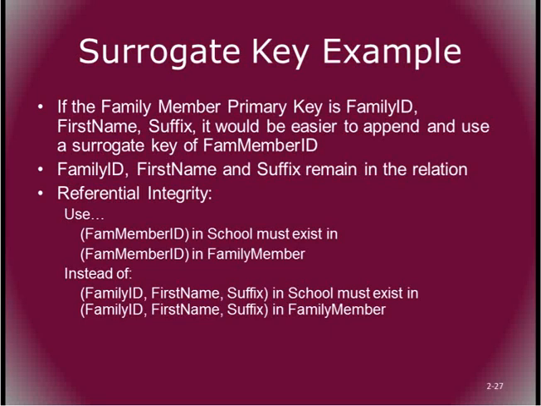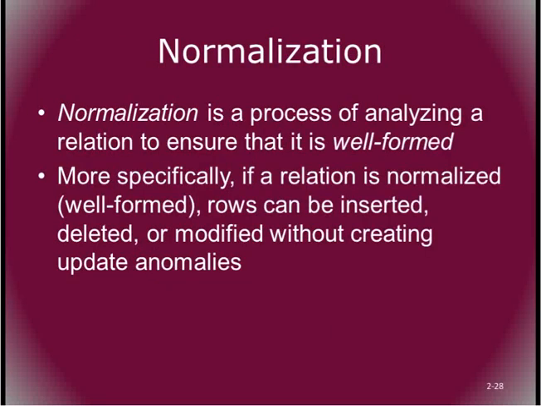So here's a surrogate key example. If the family member primary key is family ID, first name, sex, it would be much easier, rather than having multiple fields to uniquely identify that record, to create a surrogate key of family member ID. You can walk through this example here to see what the use of a surrogate key could be. Here's another important example, and we're not going to really go through this.